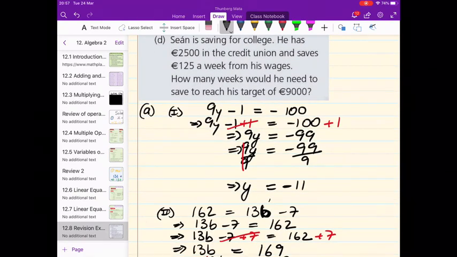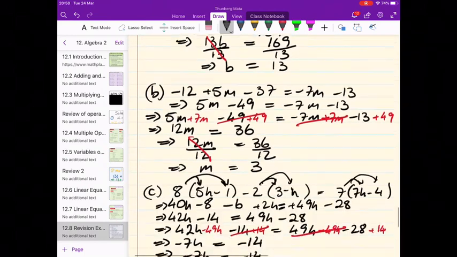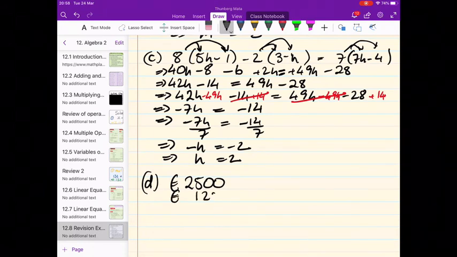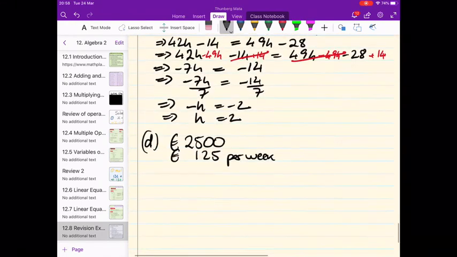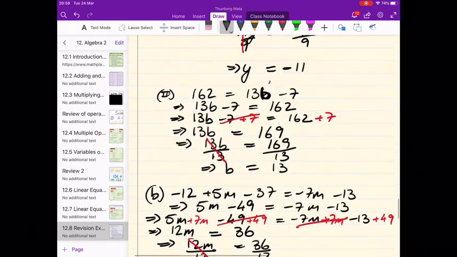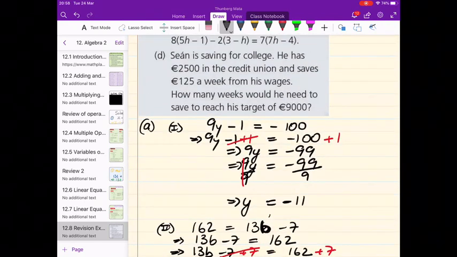Now part D of the question, probably a word problem again. Sean is saving for college. He has €2,500 in the credit union and saves €125 a week from his wages. Right, so he has 2,500 in the bank and he gets 125 per week. And he wants to save up €9,000. And I'm presuming we have to figure out how many weeks he needs to save for.